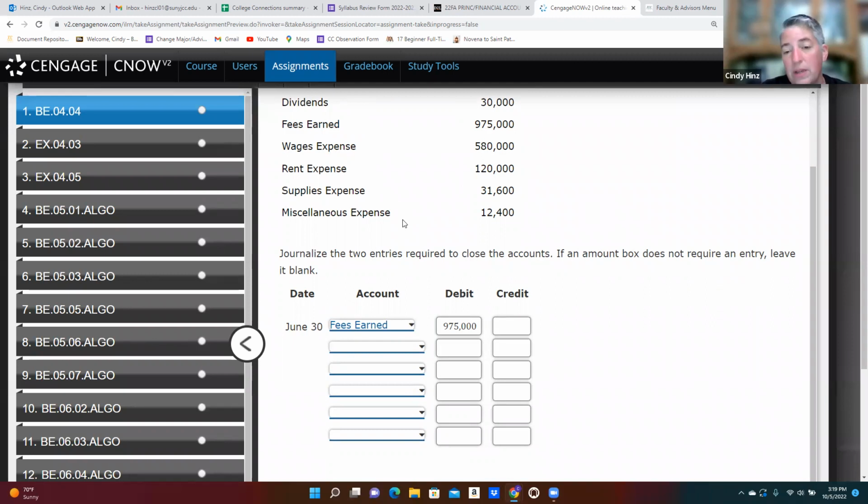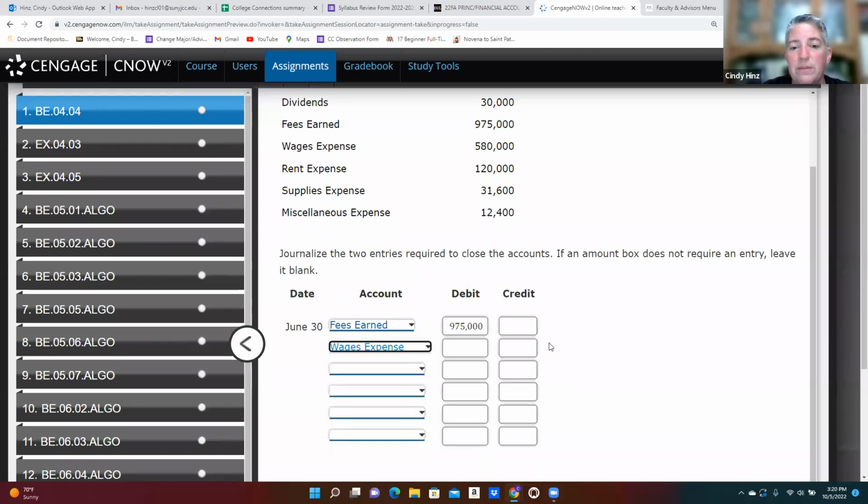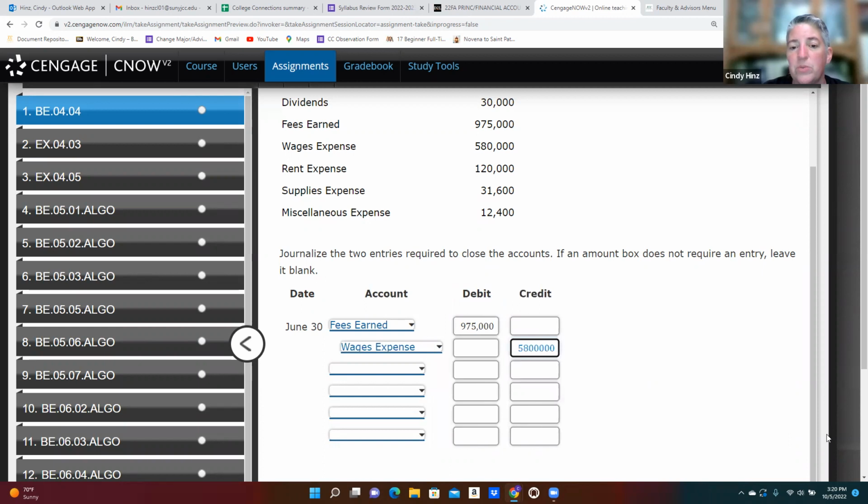Temporary or nominal is the other term that you'll hear for those type of accounts, the income statement accounts. Expenses all have debit balances, and so to close those, we're going to need to credit. Each one needs to be credited separately to zero it out or to close it. So we don't have just one entry that says expenses. We have to close each expense account individually.